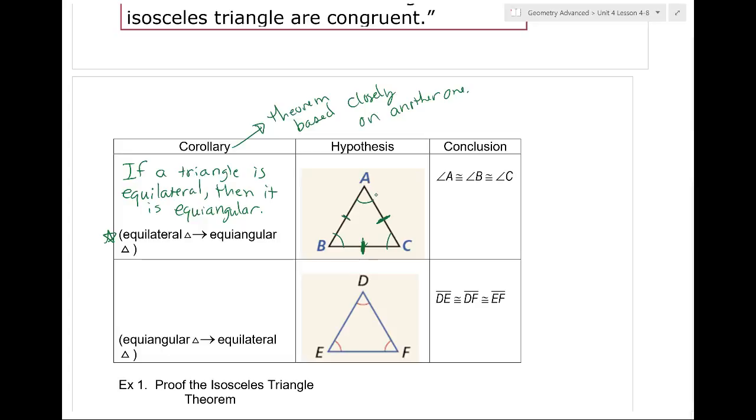Not unless you know the measure of the angles. If they're 60, yes. If they're not 60, no. Yeah, good thing on that one. All right, now guys, now you apply the converse. We're going to go the other way around.